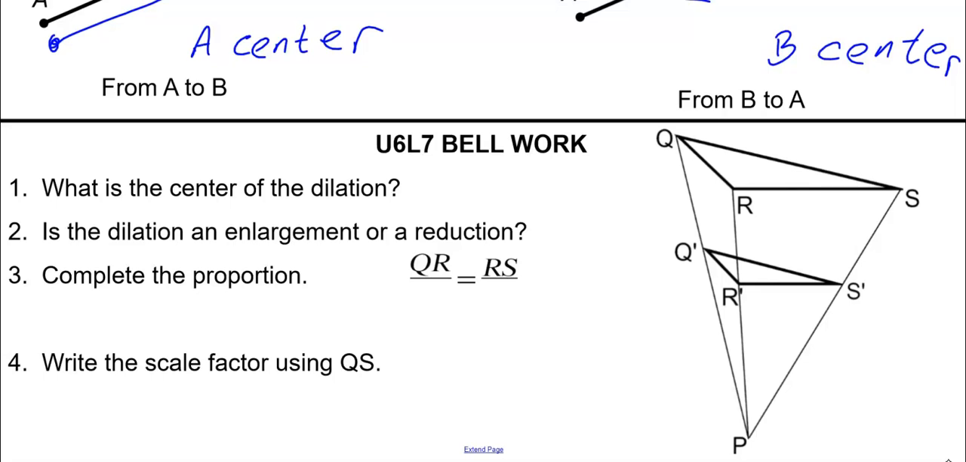So in general, you're going to tell me what is the center of this dilation right here, which of the points is the center. Is the dilation an enlargement or a reduction? Let's complete that proportion. And then write the scale factor using segment QS. So how would you write a segment? I showed you that, so flip back in your notes, find it, and go from there.